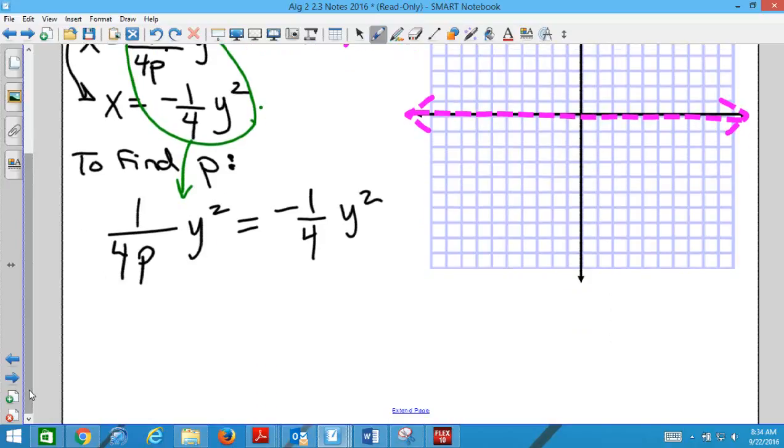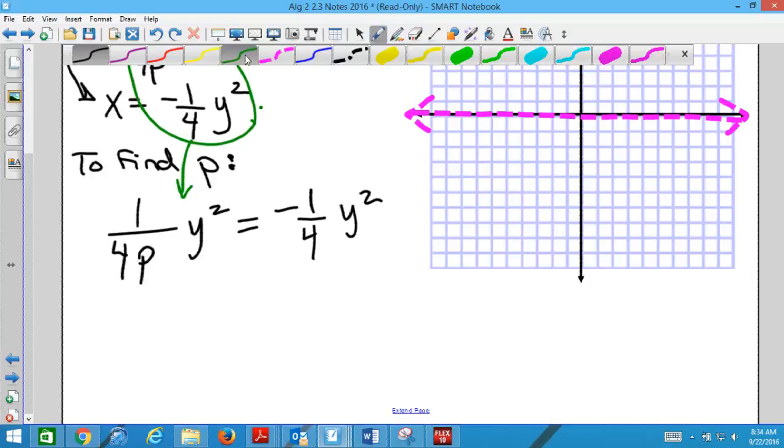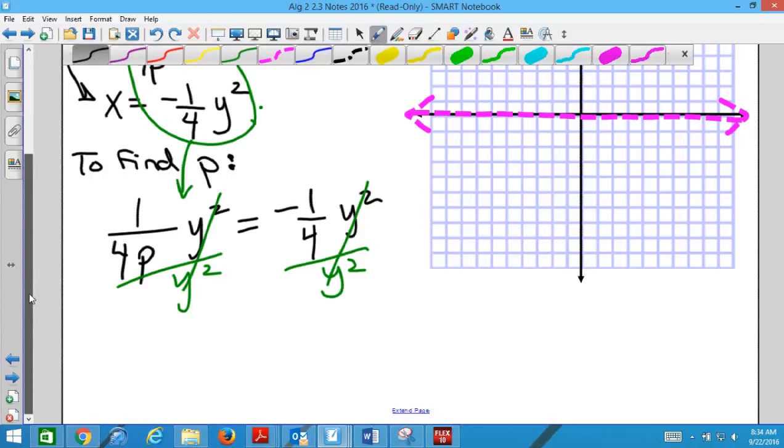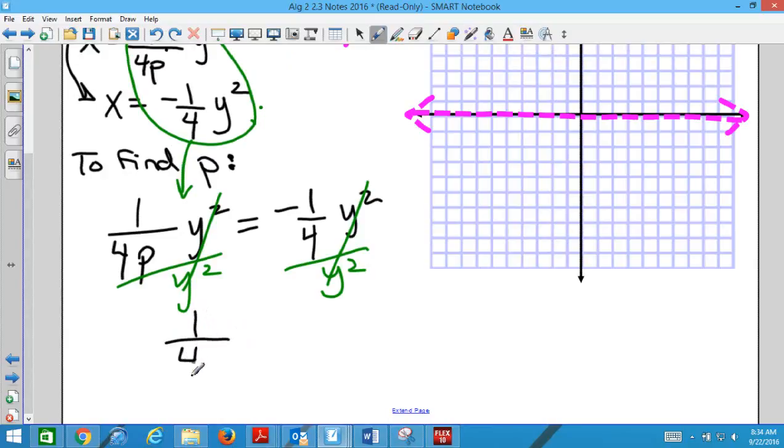This is how we find p. Both sides have a y squared multiplied by a number. So I'm going to divide out that y squared from both sides. So I have 1 over 4p is equal to negative 1 over 4.